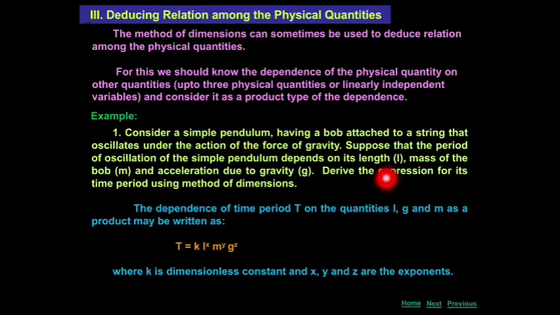Suppose that the period of oscillation T of the simple pendulum depends on the length L, mass of the bob m, and acceleration due to gravity g. The time period of a simple pendulum depends on the length of the pendulum, the mass of the bob, and the acceleration due to gravity. Derive the expression for the time period using the method of dimensional analysis.